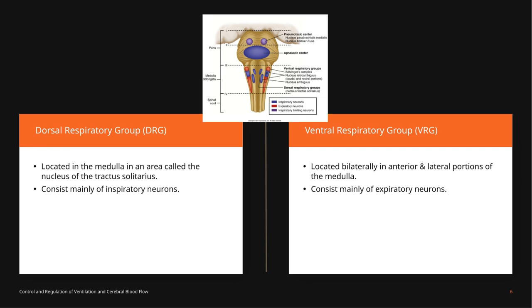The DRG mainly contains expiratory neurons, and it helps regulate the rhythm and depth of breathing by controlling the muscles involved in expiration. Then there's the ventral respiratory group, or VRG, which works alongside the DRG but has a slightly different role. It contains both inspiratory and expiratory neurons and is more active during increased respiratory demand, like during exercise or stress. Together, these groups coordinate to ensure our breathing is smoothly regulated, responding to changes in oxygen and carbon dioxide levels, and ultimately supporting the overall theme of maintaining homeostasis in our body's vital functions.